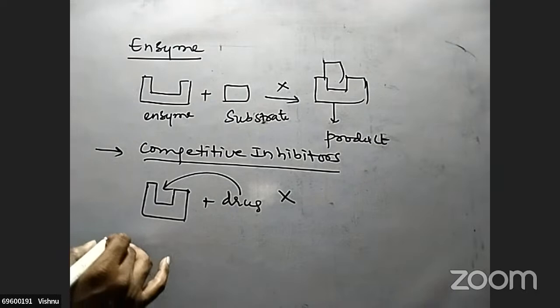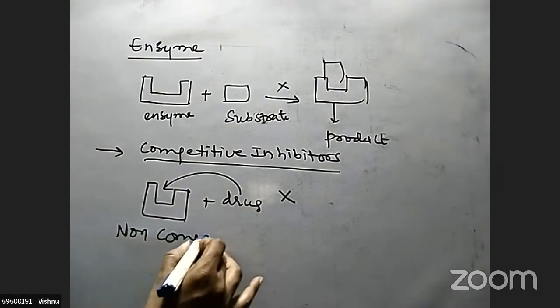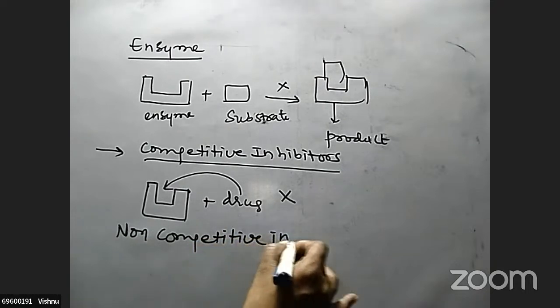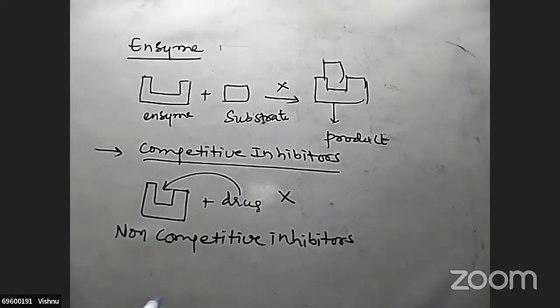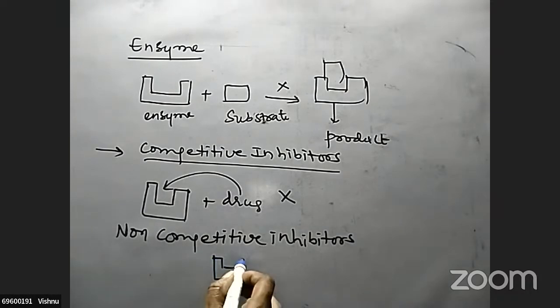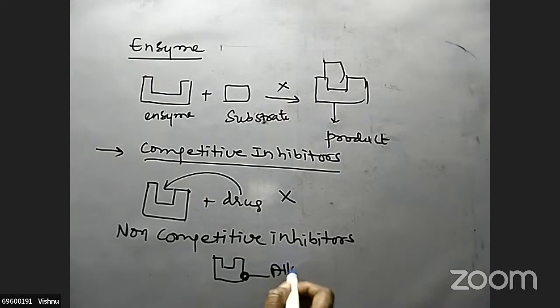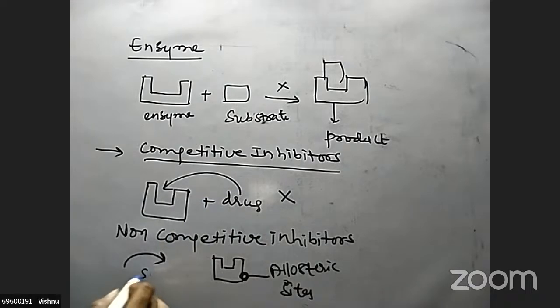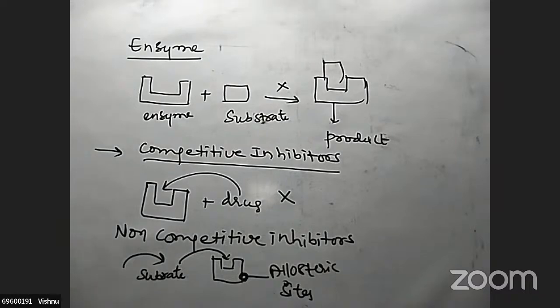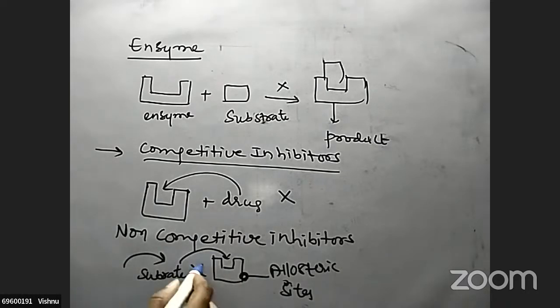And the second type is called non-competitive inhibitors. In non-competitive inhibitors, drugs can interact with the enzyme at some other sites, which are called allosteric sites. When these allosteric sites are occupied by drugs, the substrate molecule cannot recognize the active site, because the drug attached to some other site of the enzyme can change the shape or active site position of that enzyme. So the substrate cannot recognize that active position, and the reaction between these two is prevented.